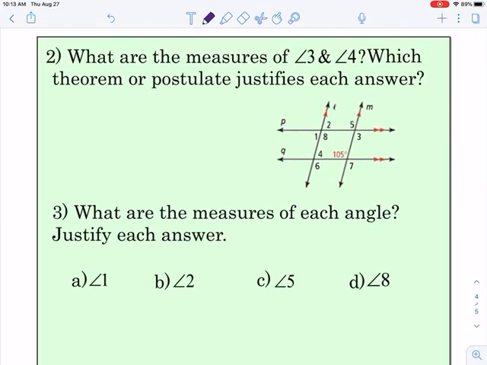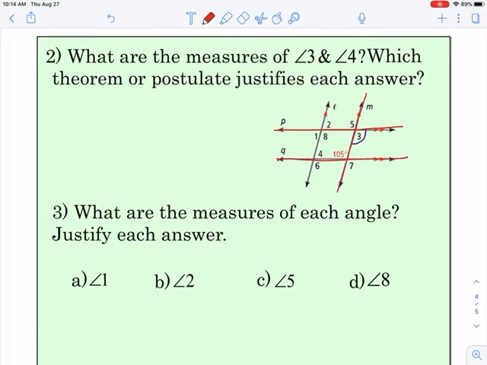Okay, for number 2, what are the measures of angle 3 and angle 4? And which theorem or postulate justifies each answer? Let's look for angle 3 first. So angle 3 is right here. If I concentrate on these two lines that I'm going to highlight in red, those are my two parallel lines.